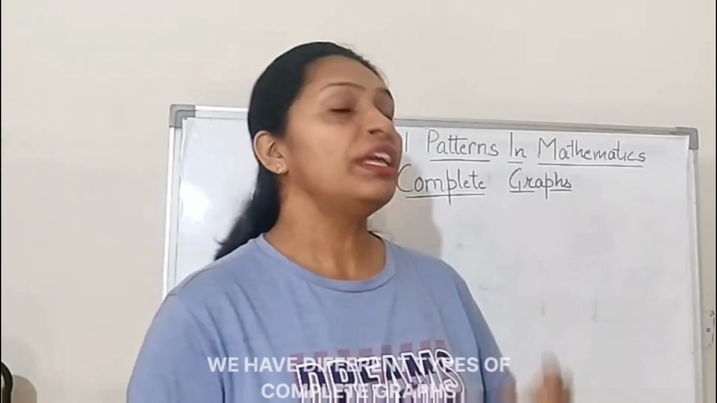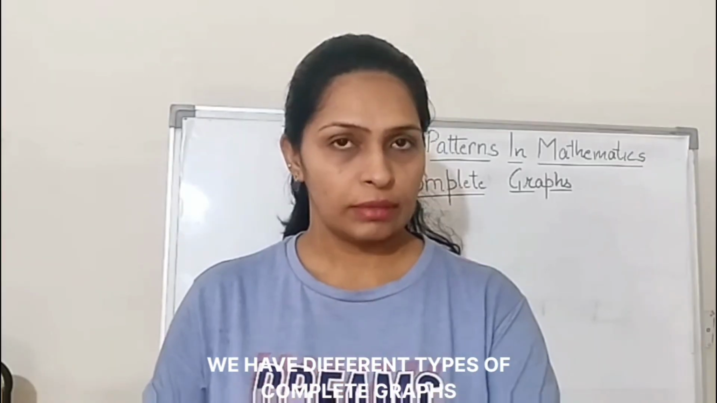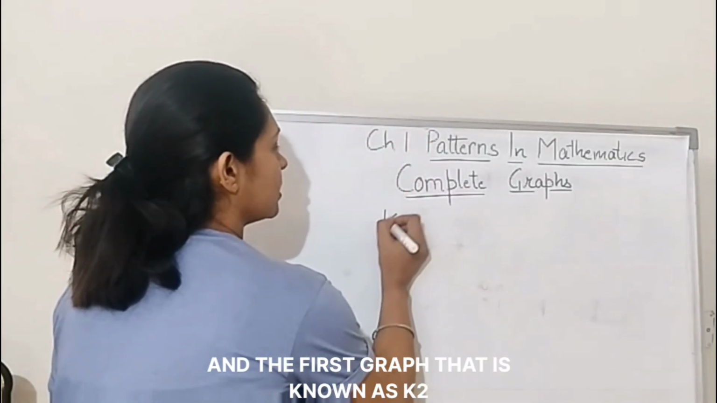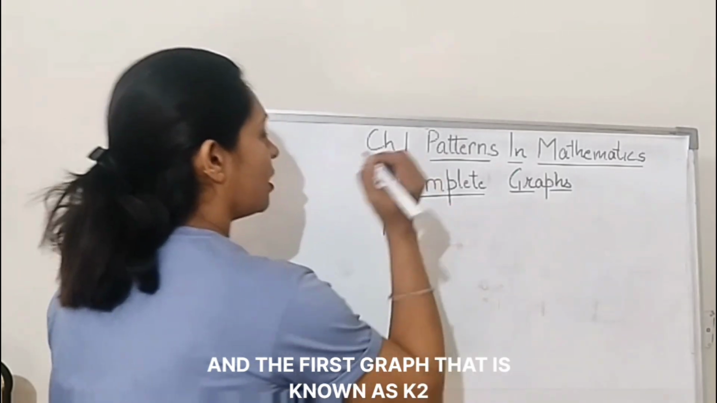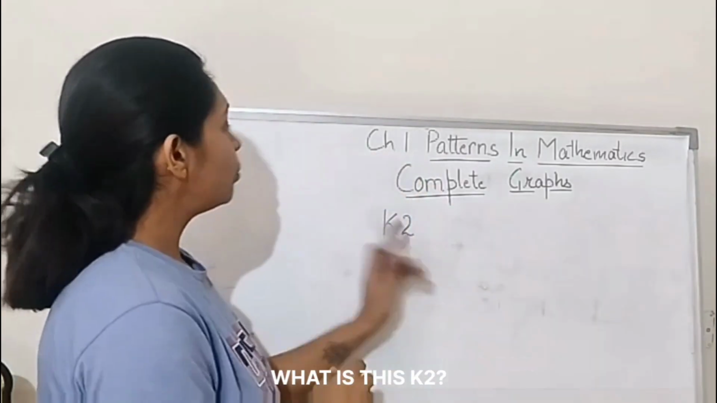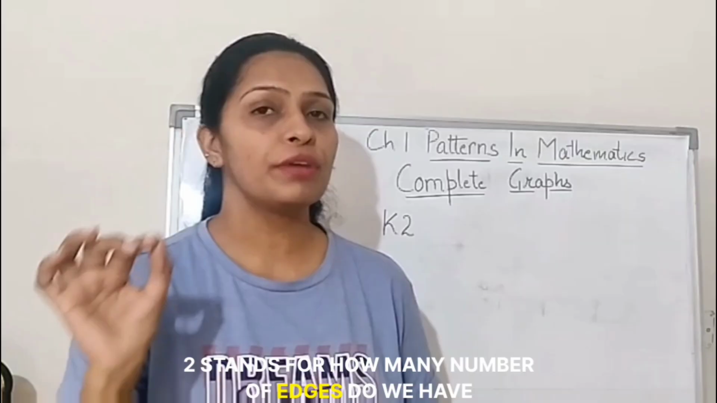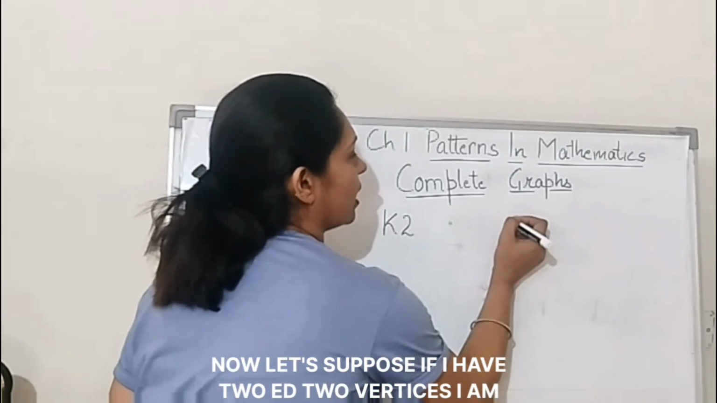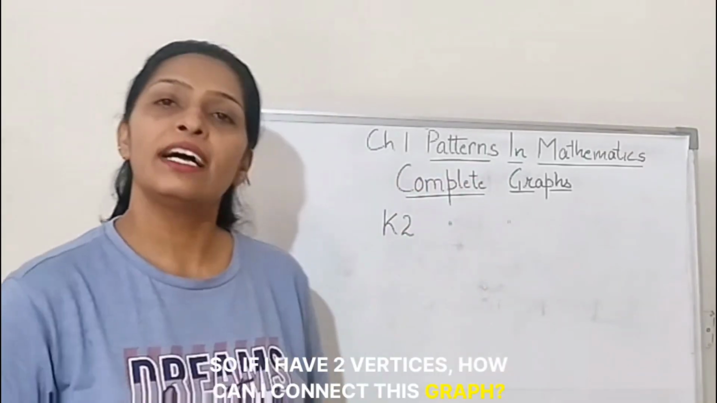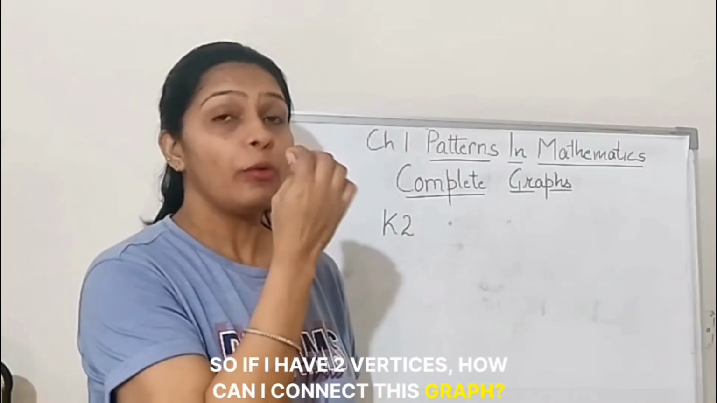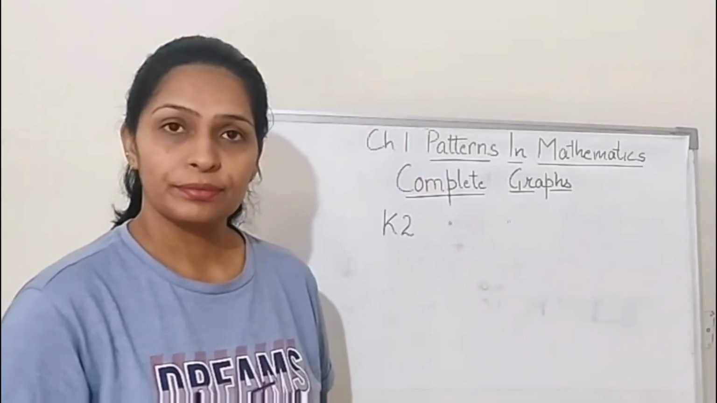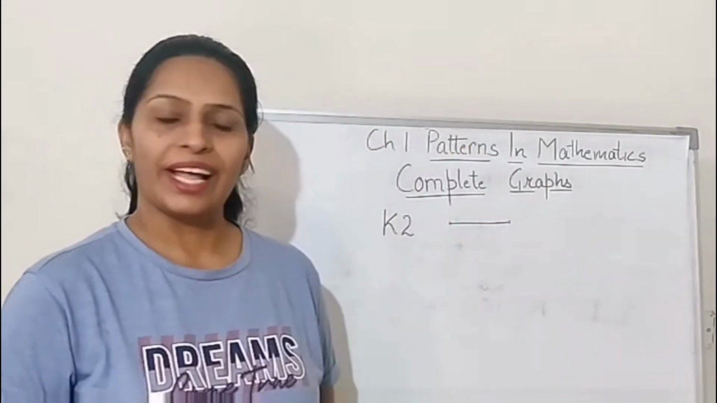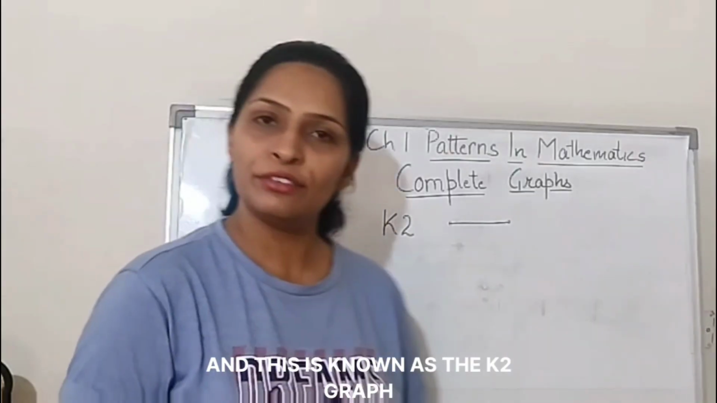All right, we have different types of complete graphs, and the first graph is known as K2. What is this K2? Here the 2 stands for the number of vertices. Now let's suppose I have two vertices. How can I connect this graph? It is going to be just a simple line, and this is known as the K2 graph.